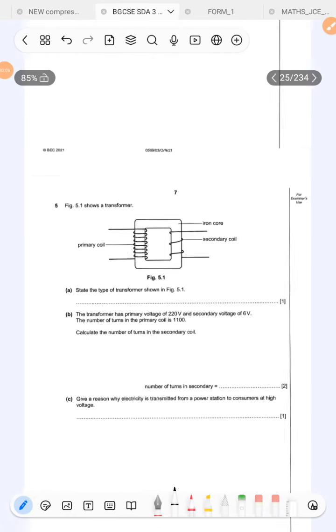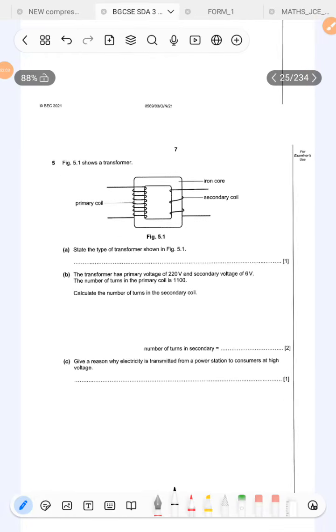5 says, figure 5.1 shows a transformer. So that's the transformer. State the type of transformer shown in figure 5.1. The type of transformer that we have there is going to be a step down transformer.